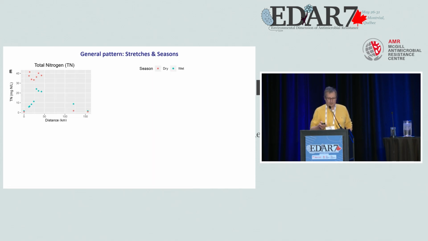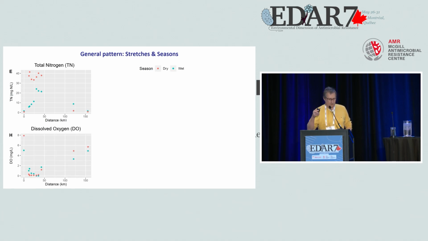And the basic pattern is along the river that you start with low concentrations upstream. Dry season is red dots. Then it jumps up in the city and it drops down downstream of the city. In the wet season, the change is more gradual.